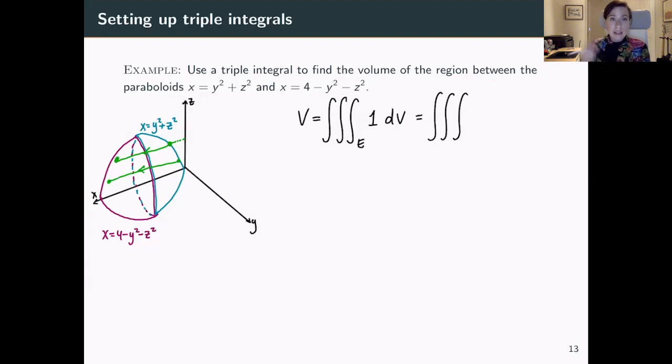So we can see that our entrance is going to happen at y squared plus z squared, and our exit is going to happen at 4 minus y squared minus z squared. And again, this is of 1. And then here I've got my dx, and then I'm going to have the remainder here be an integral in terms of dA.